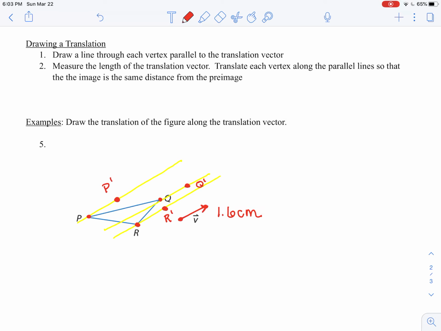Once you connect your new points, remember that this should be an isometry. So your pre-image and your image should be the same. As you can see on my drawing, it's not perfect. There's definitely human error involved, but it's pretty darn close. I would say this is good.